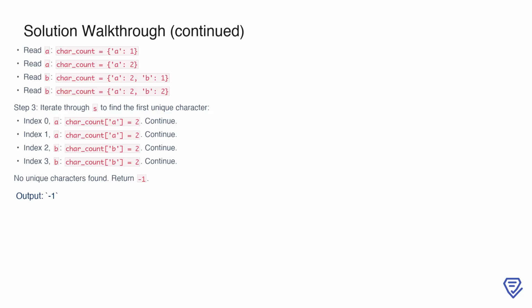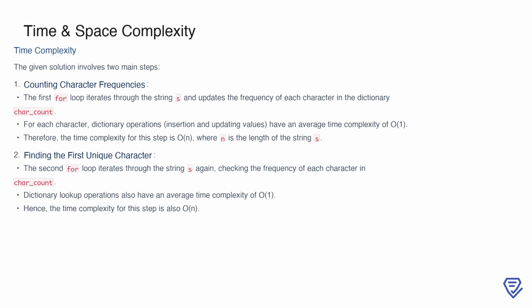At index 0, A has a count of 2, so we move to index 1, where A still has a count of 2. The same happens for B at indices 2 and 3. Since no character in the string has a count of 1, there are no unique characters, and we return -1 as the output. To analyze the time complexity of the solution, we break it into two main steps.